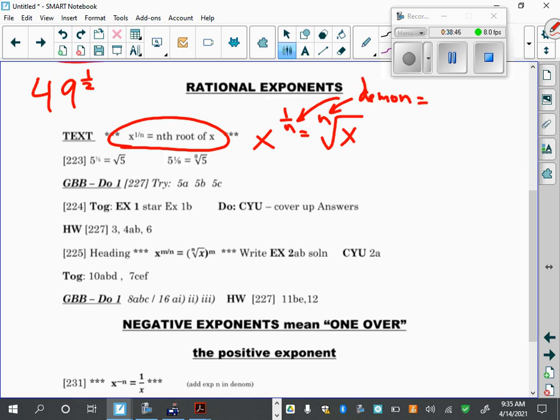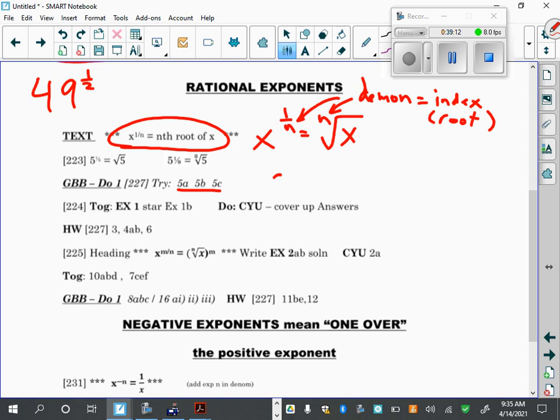Sorry for the not great writing. So denominator equals index, which means root. So if 3 is in the denominator, it's cubic root. If 5 is in the denominator, it's 5th root. I'm going to write these questions down on the side so podcast people can see them, but they're in your textbook, page 227.